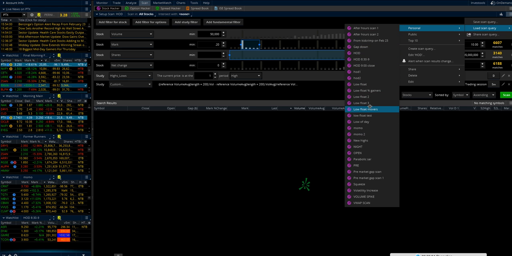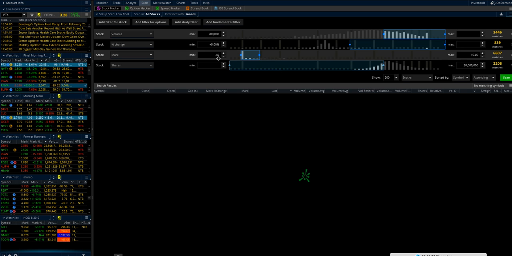I don't know, low floaters. Basically, the one I use is this one. It just populates what has a low float that's been moving, and I gave it 20,000 because it's shares outstanding. So the float's going to be less than this.